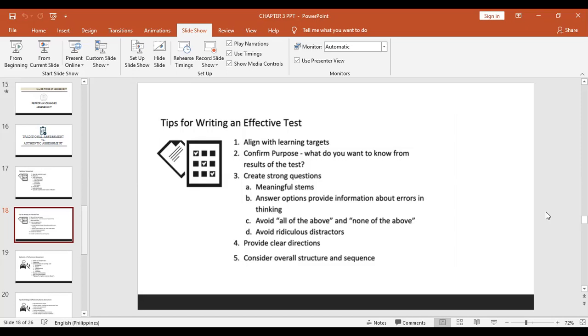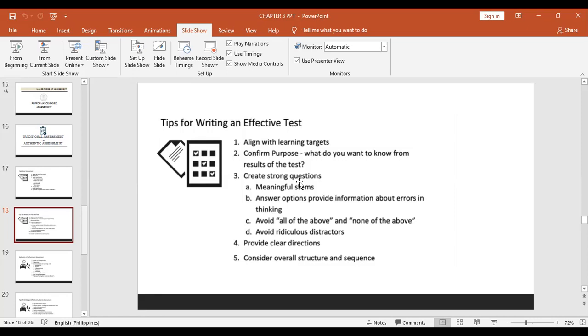Ibig sabihin, ridiculous, ang layo po doon sa question natin. Ang layo po doon sa target na answers natin. So that should be close enough and that should be helpful and that should be the type of learning po, or the type of questions that are close to that question. Number 4, provide clear directions, of course. If that is to encircle, write encircle. If that is to put on, or that is to underline, or that is to put before the number, then therefore provided. Number 5, consider overall structure and sequence.